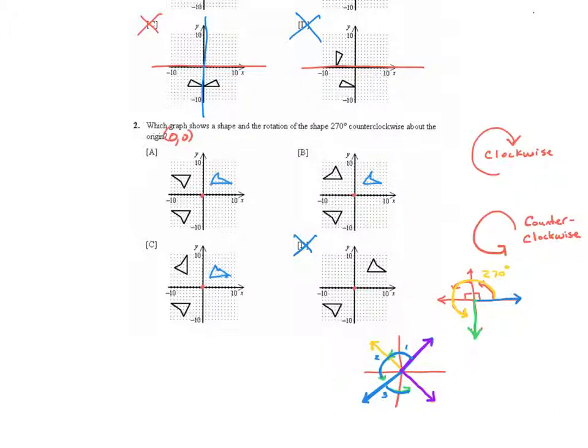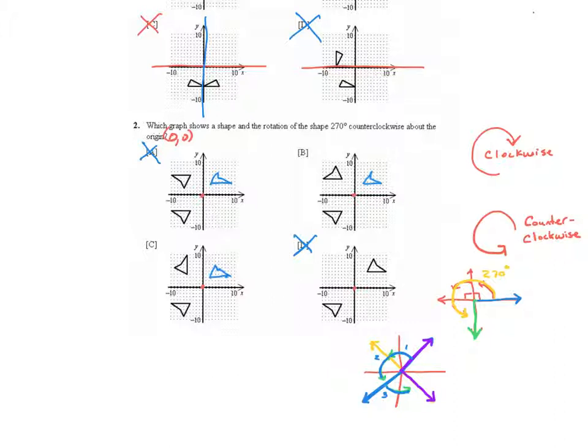A 270 degree rotation will just be that same figure, that 180 degree rotated figure, 90 degrees more. So if we take each of these figures right here and turn them 90 degrees more, we should end up with our finished one. Now if I look at answer choice A, this is turned 180 degrees here. So answer choice A is definitely out.